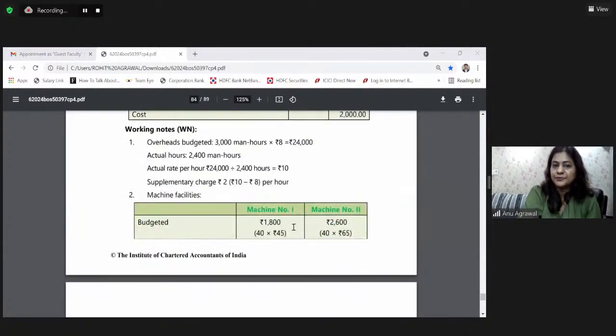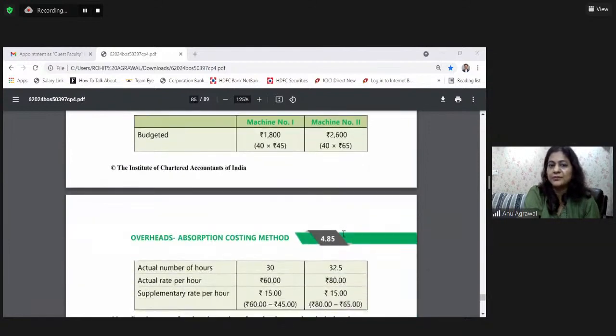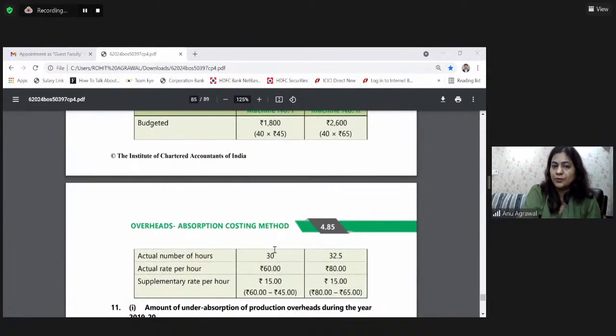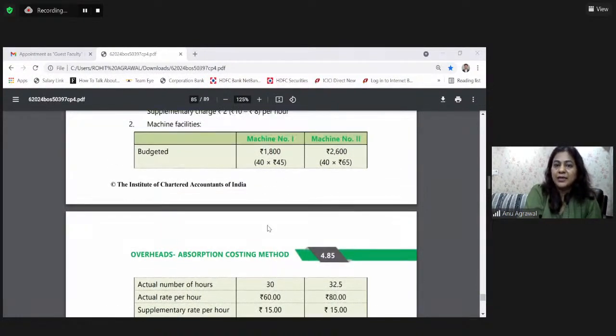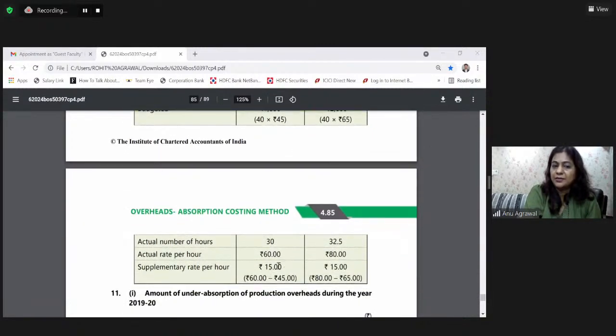Similarly for machine, you can calculate. Machine 1, you were supposed to work for how many hours? 40 hours. For machine 2, you should have worked for this many hours. Actually, you worked for this many hours only. So what should have been the actual rate? It should have been 1,800 divided by 30. Your actual rate should have been 60. So your supplementary rate, how much you need to increase? By 15 minutes, right? So I hope, Akshay, I have answered your question.